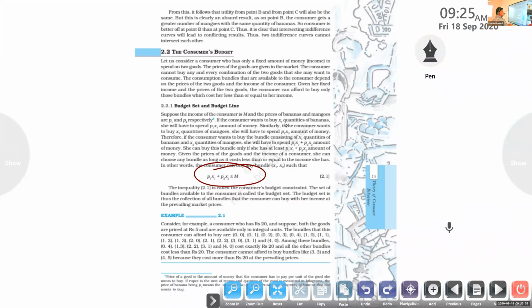So whatever may be the number of the product, the price of that particular commodity in that bundle will change. Sometimes as the number of the commodity increases, the money you are spending to purchase that particular bundle also will increase. So keep that equation in your mind properly: P1 into x1 plus P2 into x2 is less than or equal to the income. Here M denotes the income of the consumer.